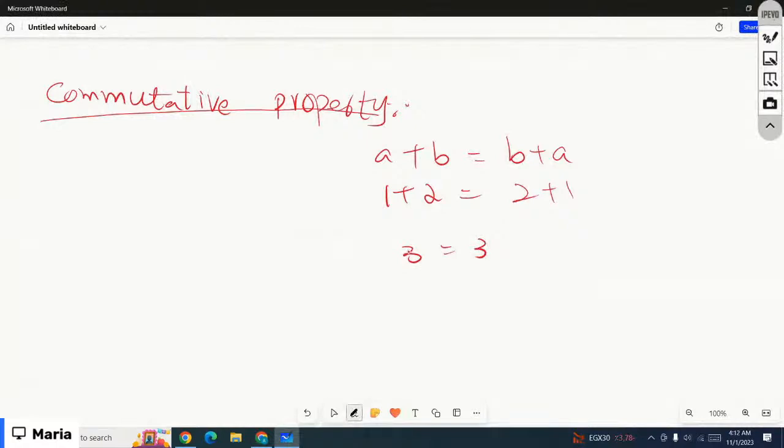For multiplication, it is the same: a times b or b times a. You do 3 times 2 or 2 times 3. In both situations, the answer is 6. That is the commutative property of addition and the commutative property of multiplication. Got it? Okay, the next one is, let me remove the examples.